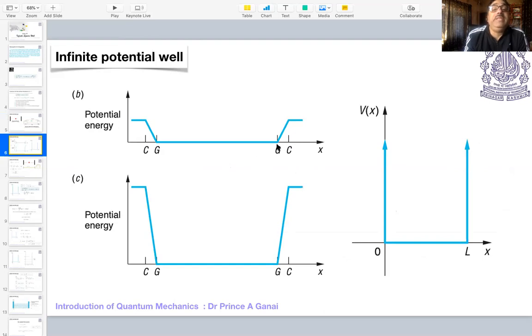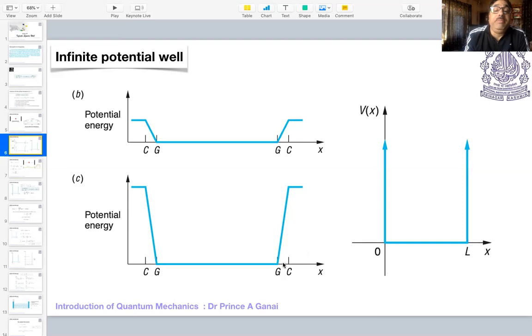In case the potential between the grid and the cathode is not that large, we can see a small hill that the electron will face, and if it has a very large energy, it can actually touch the cathode. But in case the potential between the cathode and the grid is very large, then it will almost be like an ideal potential well. So this is the graph of an ideal potential well, where the potential suddenly goes to infinity at x equal to 0 and at x equal to L.